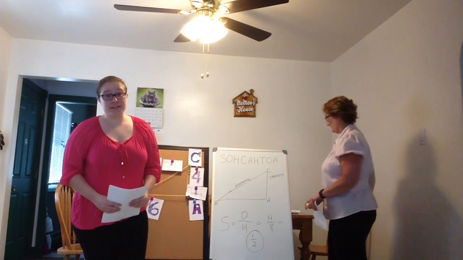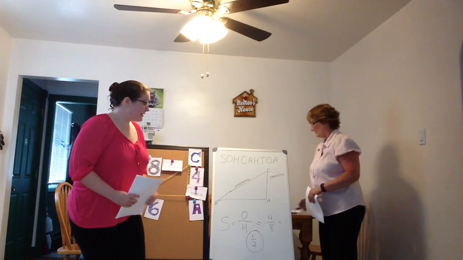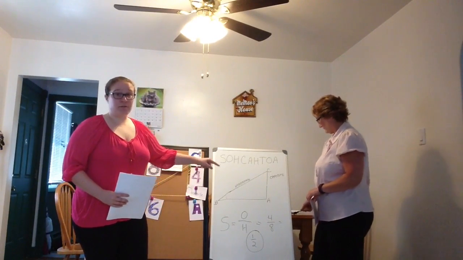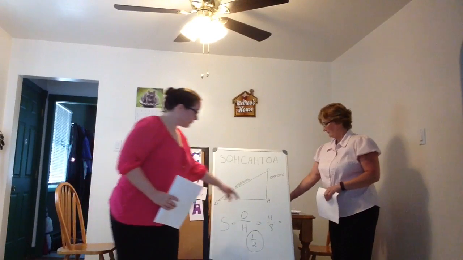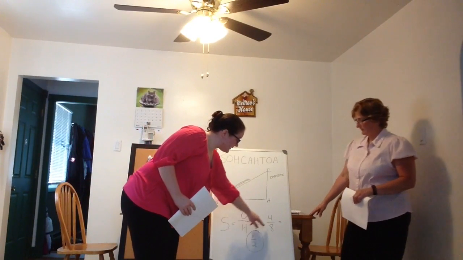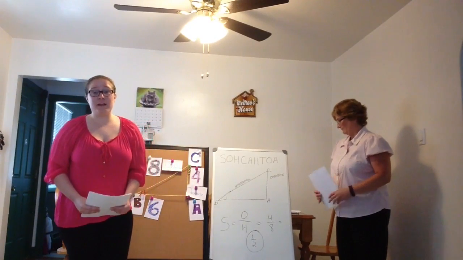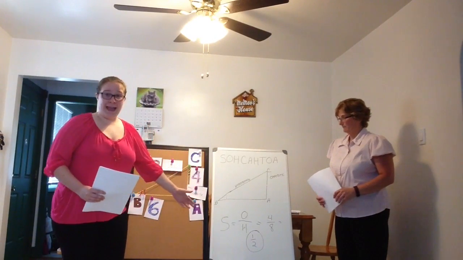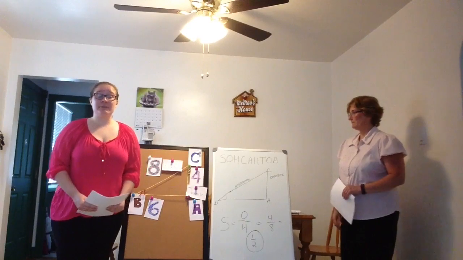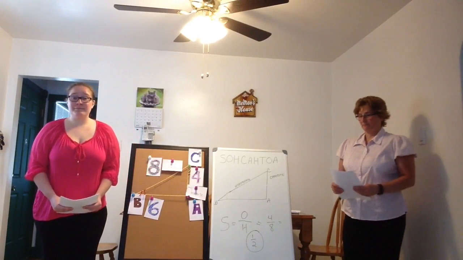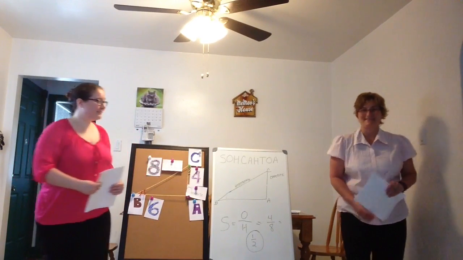But we still have to simplify. And since 4 can go into both 4 and 8, 4 goes into 4 once, and 4 goes into 8 twice, giving us the final simplified fraction of 1/2. Does everybody have that? Okay, let's move on.